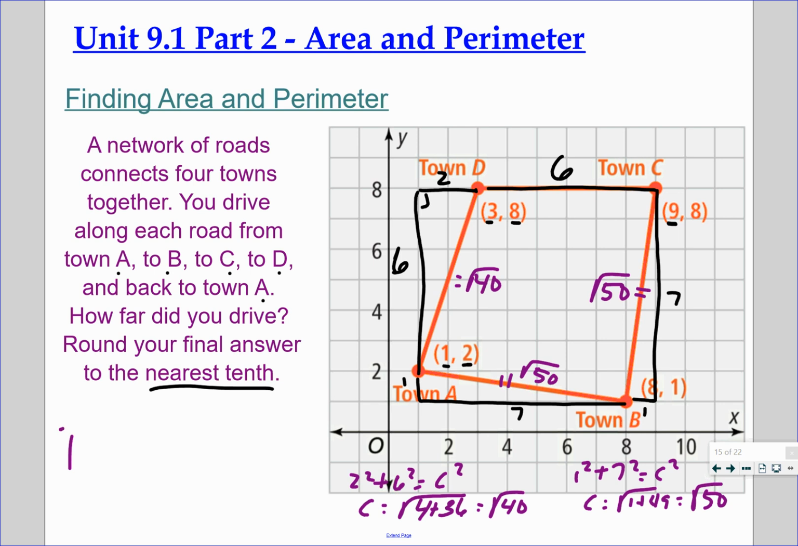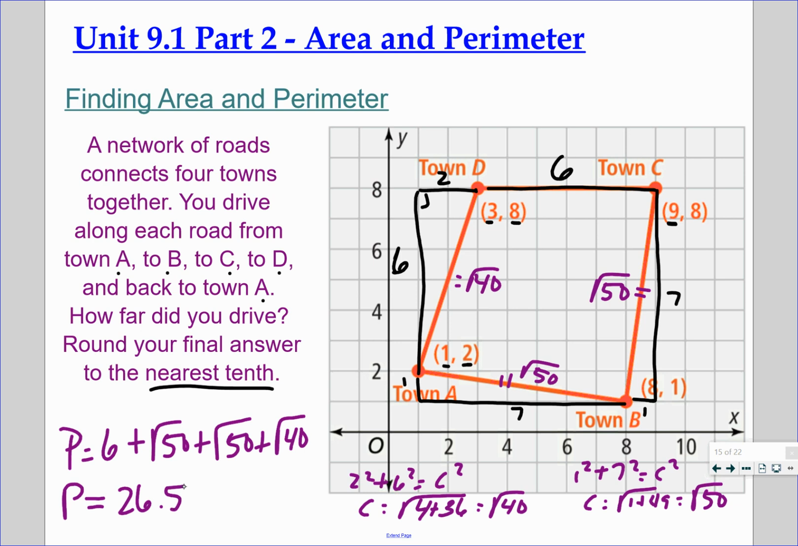And remember, when we're finding perimeter, round at the end. So our perimeter would be 6 plus the square root of 50 plus the square root of 50 plus the square root of 40. And then if you put that into your calculator, you should get a total of 26.5 units. Make sure you have that.